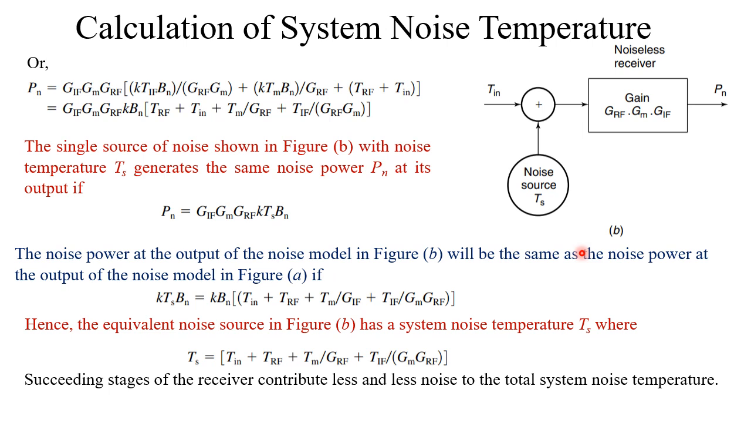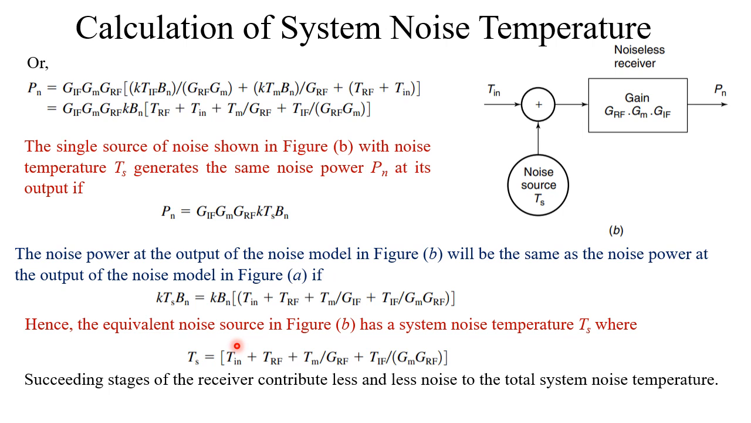Succeeding stages, we have considered only 3 stages, but other stages are there, right? Demodulator is there, filters are there. Those succeeding stages of the receiver contribute less and less noise to the total system noise temperature. Why? Look at this expression. Forget about this Tin, because Tin is not in our hand. It is the input noise, right? If input noise is higher, Tin will be higher. If the input noise is lesser, Tin will be lesser. That is not in our hand.